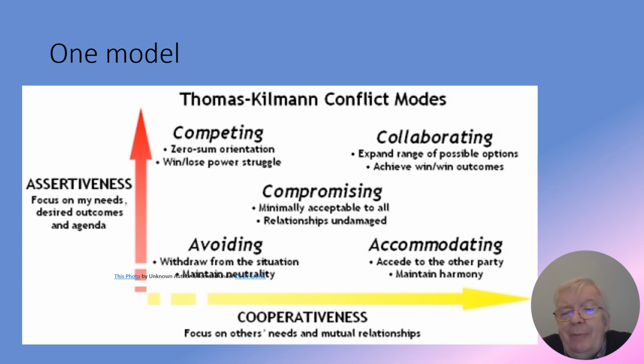Compromising is kind of in the middle. It has medium levels both of assertiveness and cooperativeness. It's kind of trying to find things that everybody will be happy with. It tries to keep relationships good, keep them positive, keep them undamaged. And that's often where we end up.